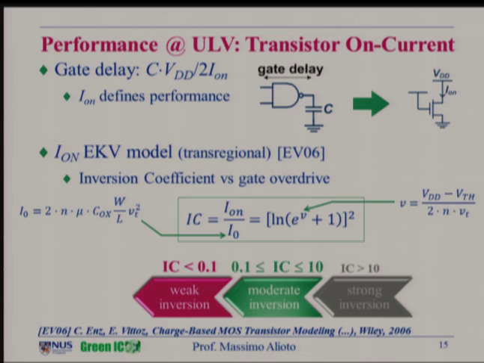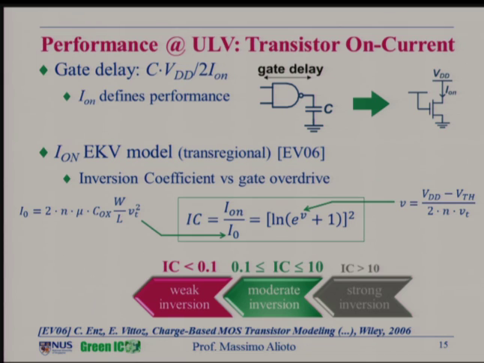Since we were talking about performance, well, performance is basically dictated by the on current of the transistor. So let's talk about a simple and very popular model of the transistor. It's the EKV model, and it's trans-regional because it's a single equation that holds in any region: weak inversion, moderate inversion, strong inversion.